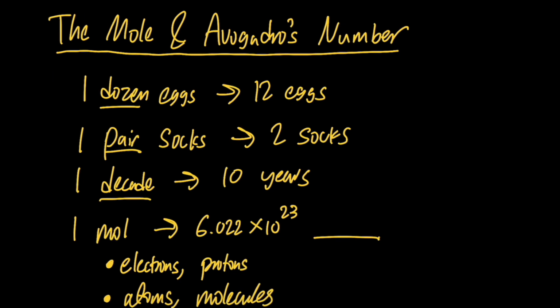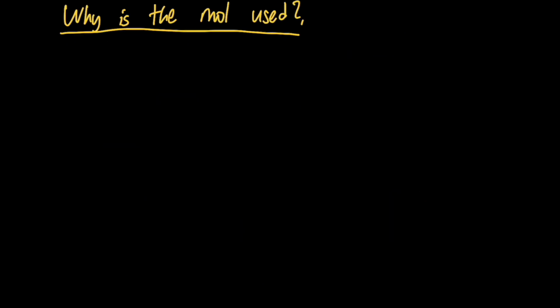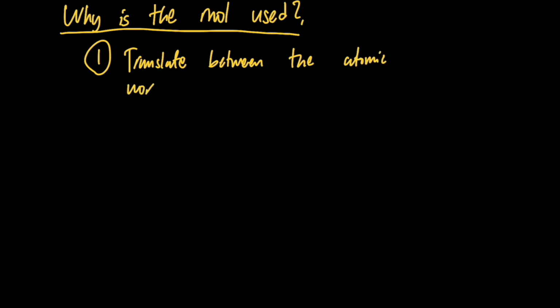And I also want to clarify that this number, 6.022 times 10 to the 23, is known as Avogadro's number. But you can essentially think of the mole and Avogadro's number as the same thing. So why is the mole used? There's 2 main uses. The first is to translate between the atomic world and our world, or the macroscopic world.